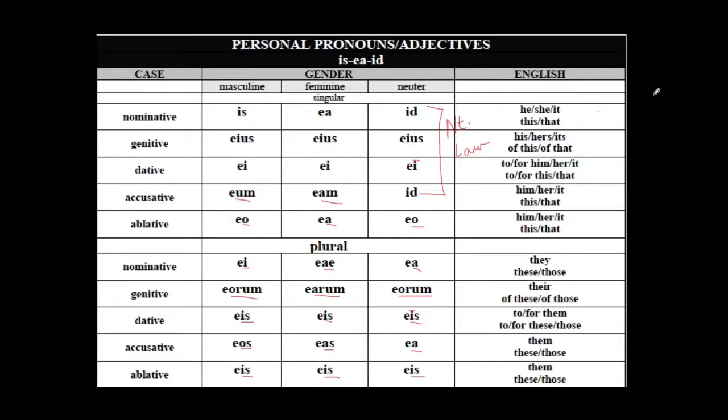Genitive plural, eorum, earum, eorum. Dative plural, eis, eis, eis. Accusative plural, eos, eas, ea. Ablative plural, eis, eis, eis.